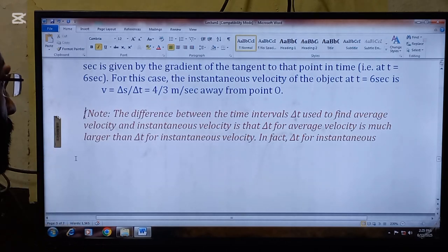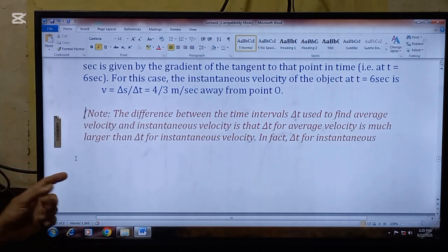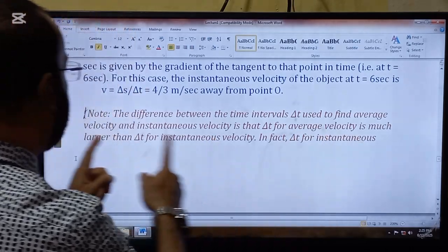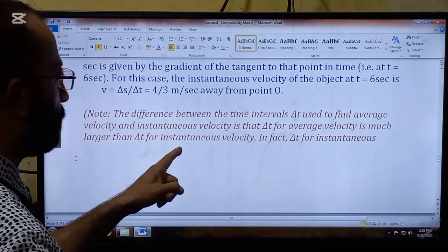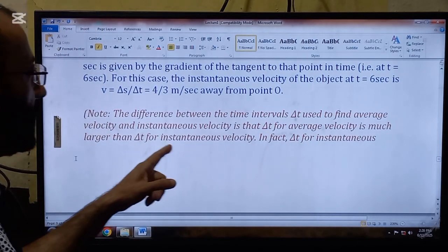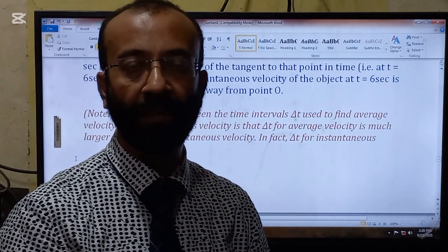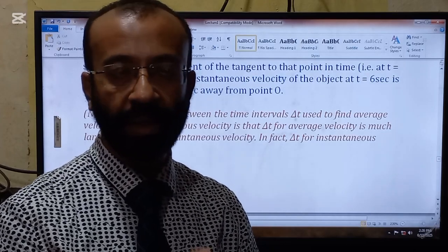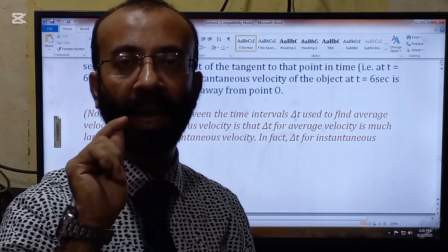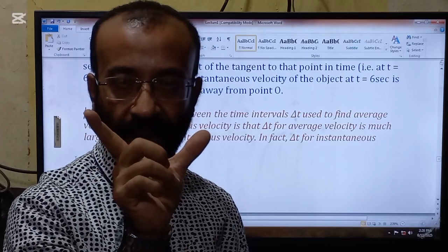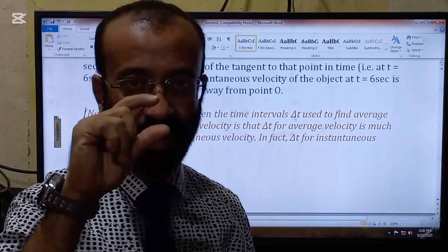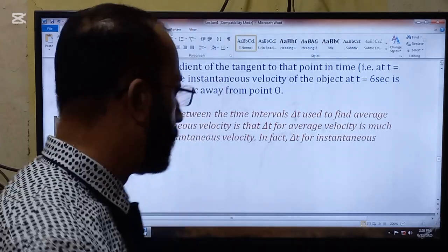Here comes another important concept for you: the difference between the time interval delta t used to find average velocity and instantaneous velocity is that delta t for average velocity is much larger than delta t for instantaneous velocity. This is the difference between the average velocity and instantaneous velocity. In average velocity, delta t is greater or larger, and in instantaneous velocity, delta t is smaller. So this is the difference.